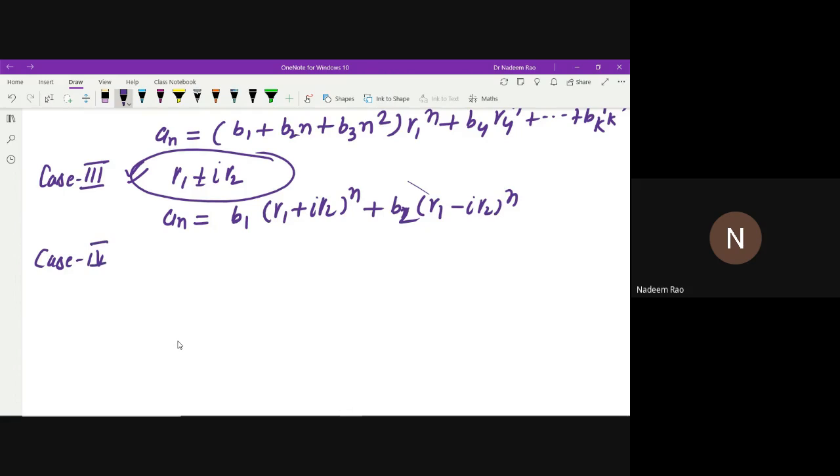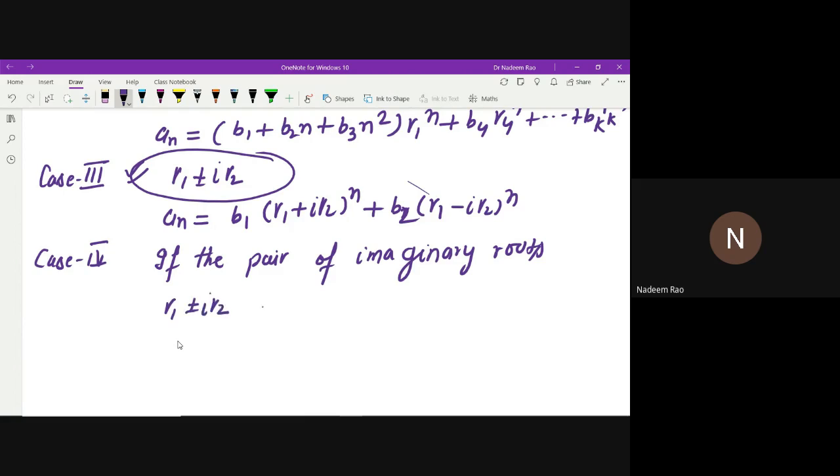If the pair of imaginary roots, that is r1 plus minus iota r2, are repeated twice, it may be the case.